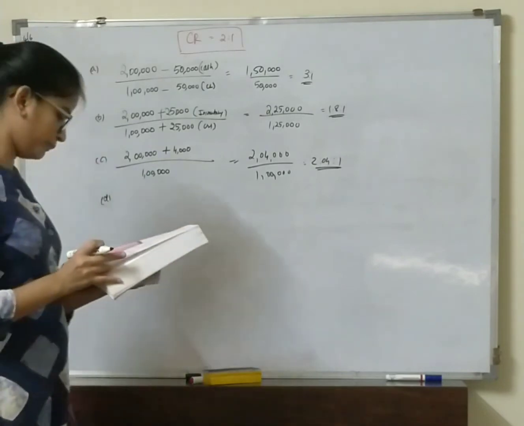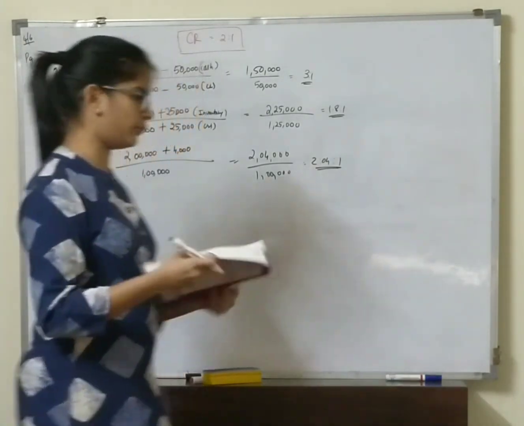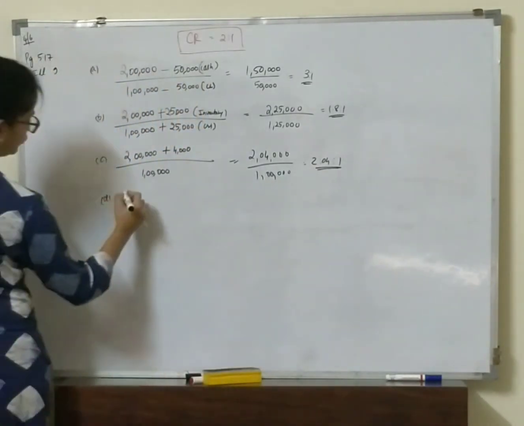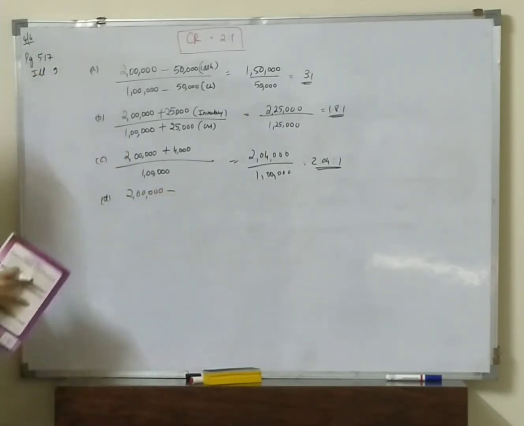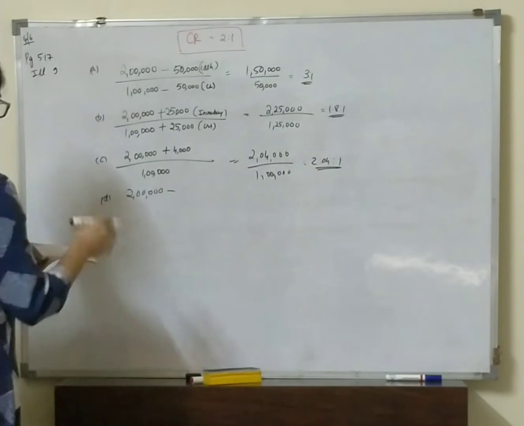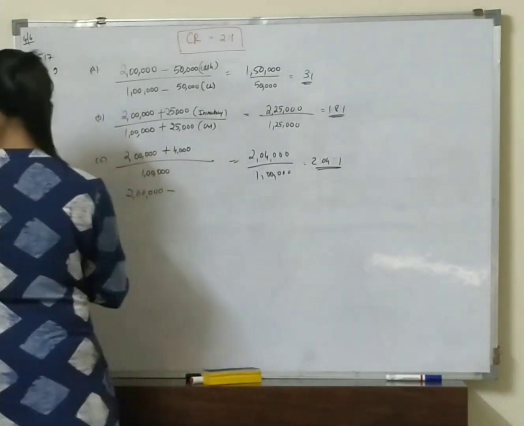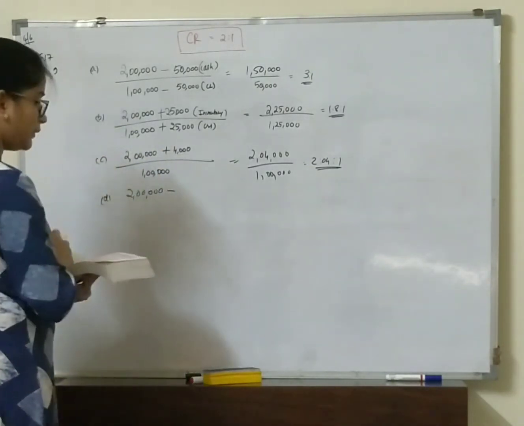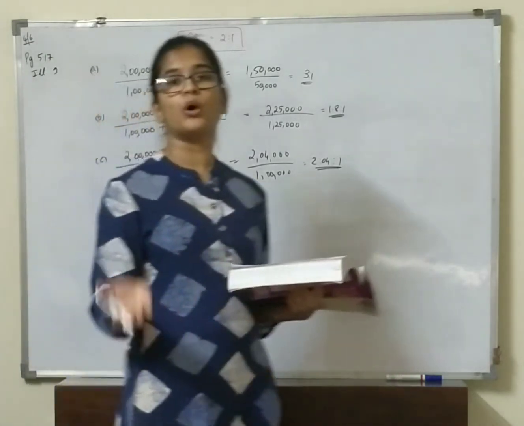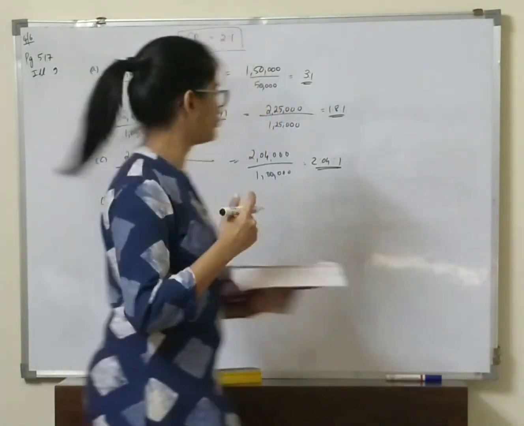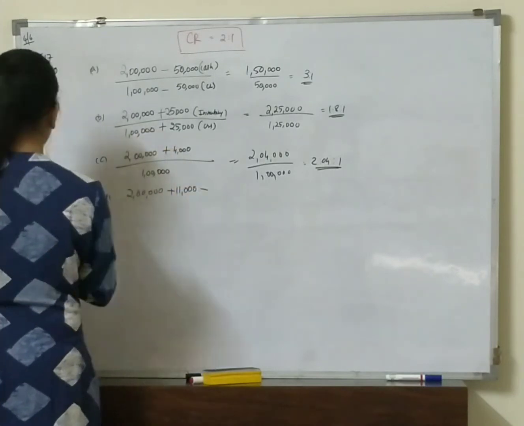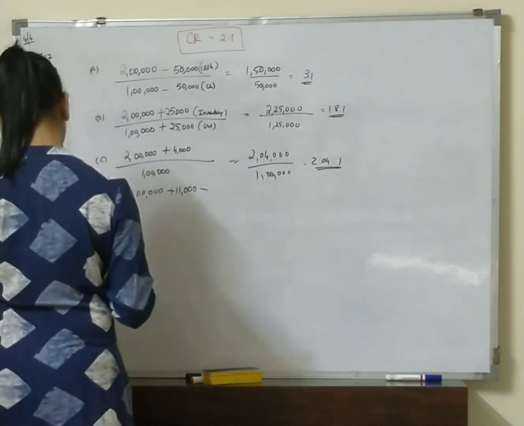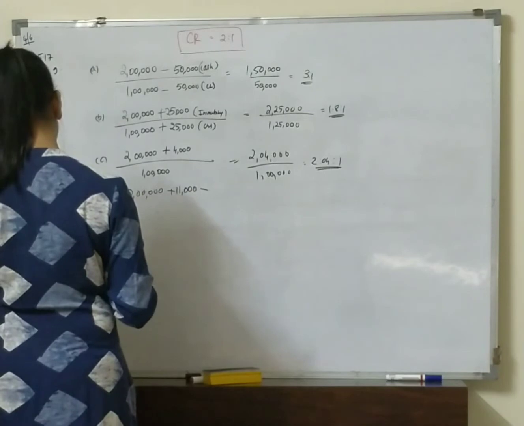Next, D. Sale of goods for 11,000. Again, your total asset is 2 lakh. You have sold goods. When you are selling goods, your inventory is going out. Correct? But when you are selling goods, what is coming in? Cash. So there is an increase of cash of 11,000, and you have sold goods worth how much? 10,000.